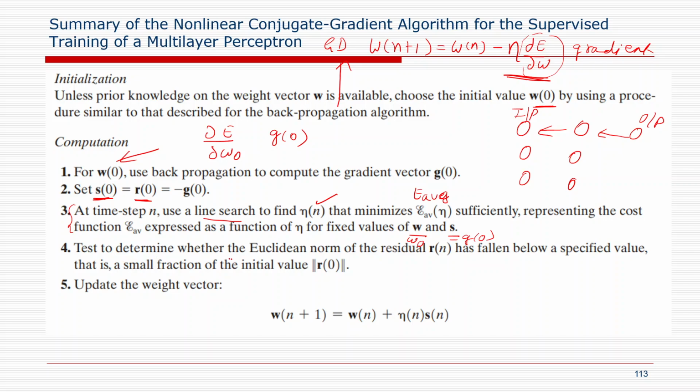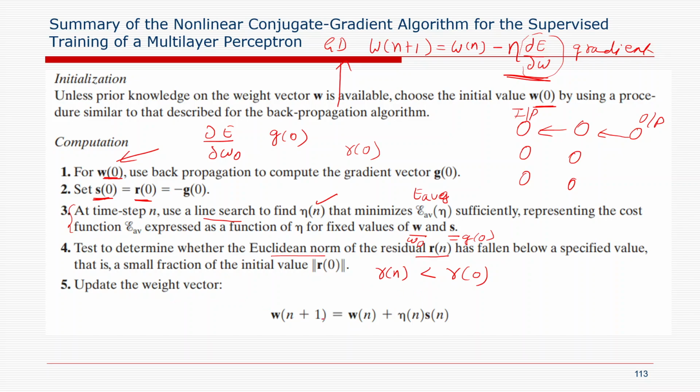Next, the fourth step: test to determine whether the Euclidean norm of the residual r(n) has fallen below a specified value, that is, a small fraction of the initial value. That is, when we started with this W(0), there will be some error, that is, a residual, r(0), will be there. Now, when we update the weights, at r(n) we are not yet done, but when we update, then r(n) should be less than r(0), because your residual should get reduced step by step. Then we are moving in the proper direction.